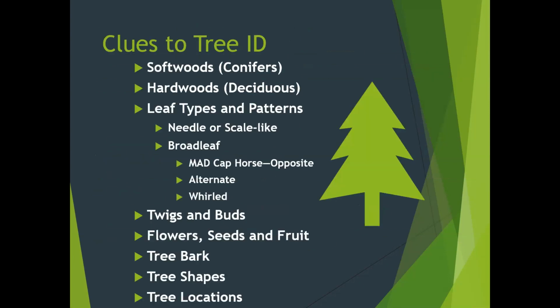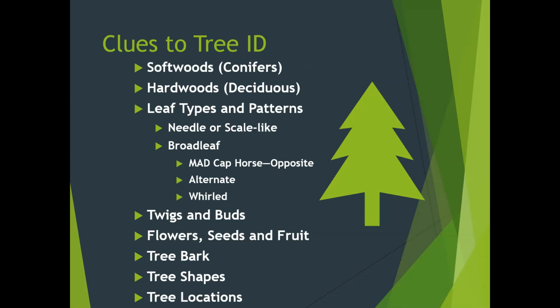So some clues to tree ID: we're going to start out with softwoods and conifers. Hardwoods are deciduous trees that lose their leaves in the fall. Other clues to tree ID are the leaf types and patterns. What we mean by that are needle-like or scale-like leaves, or broadleaf leaves, which are on deciduous trees that lose their leaves. And within those broadleaf trees, we have other categories such as opposite, alternate, or whorled leaf or branch patterns.